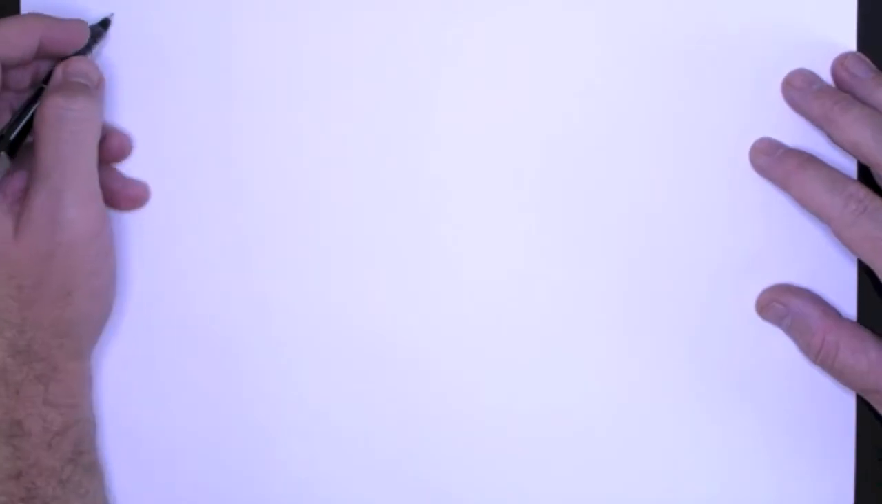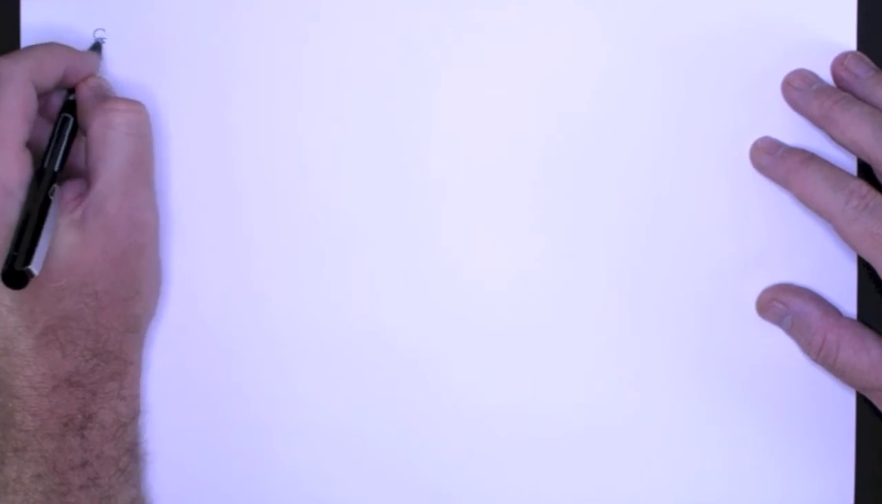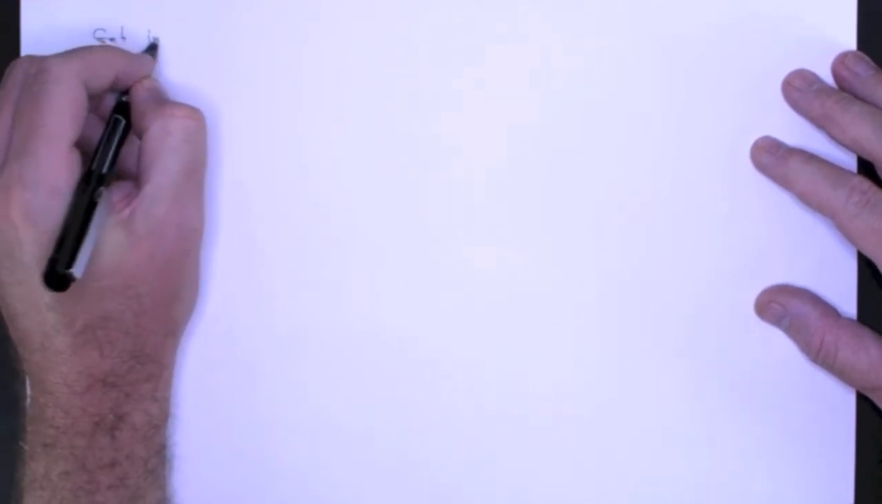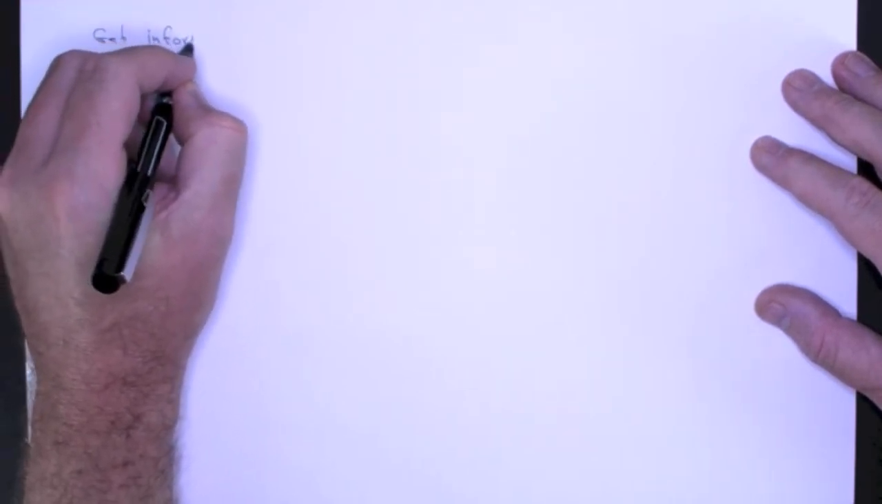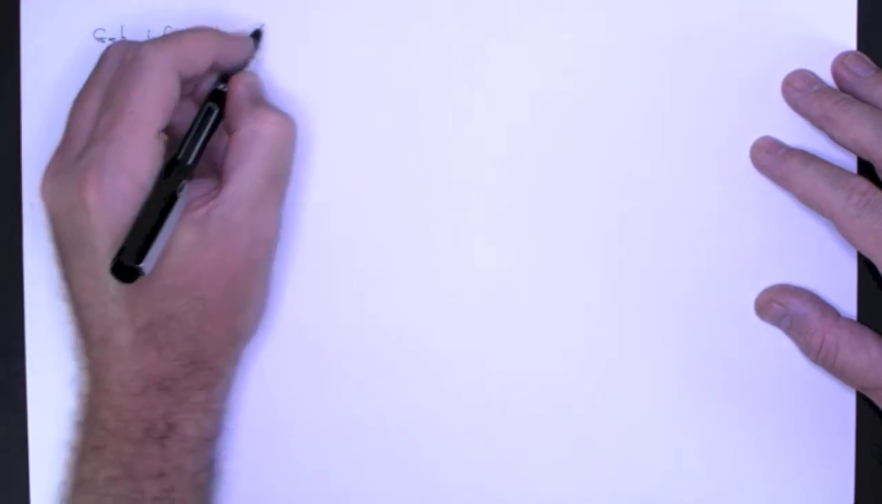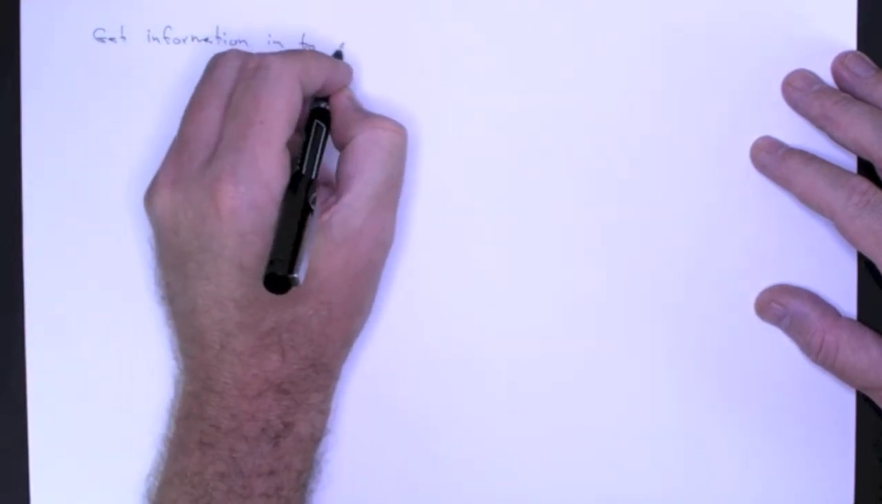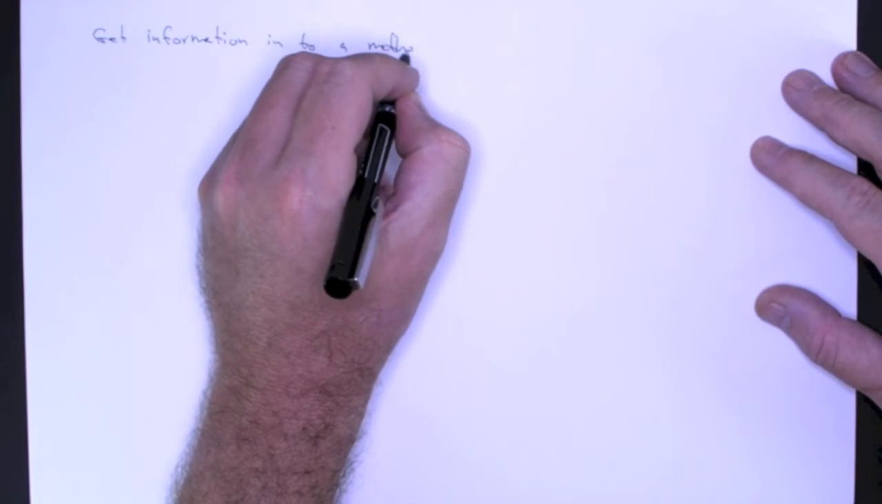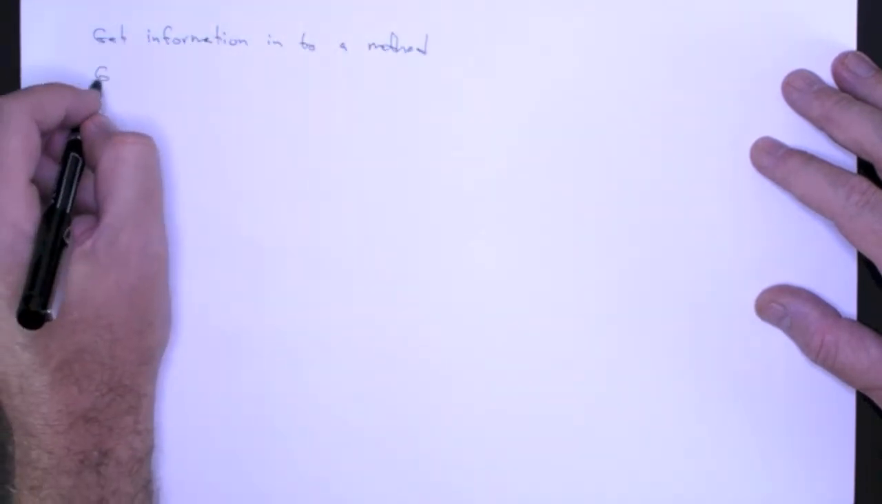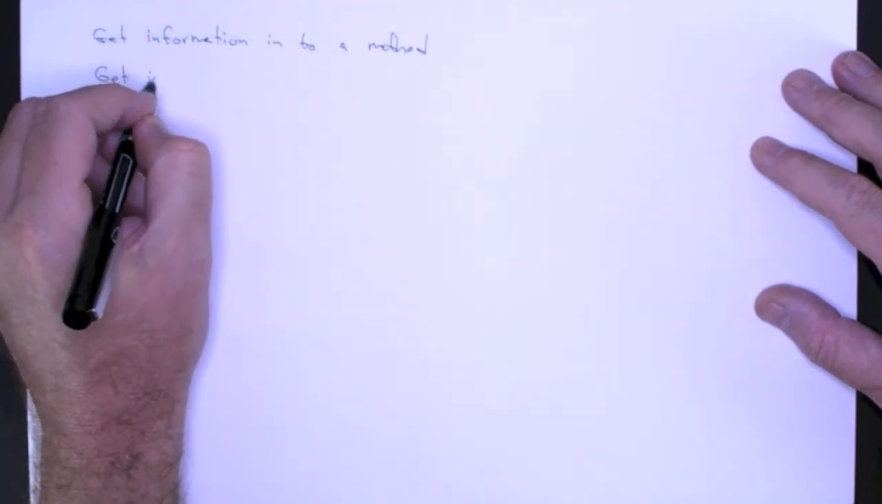In order for these methods to work, we have to get information into a method, and sometimes we'll have to get information out of a method.